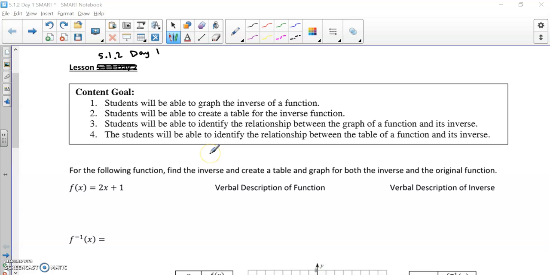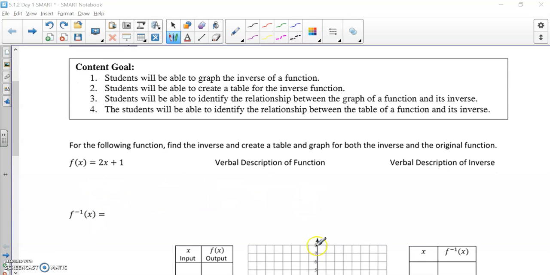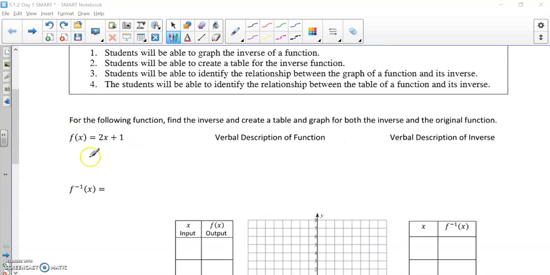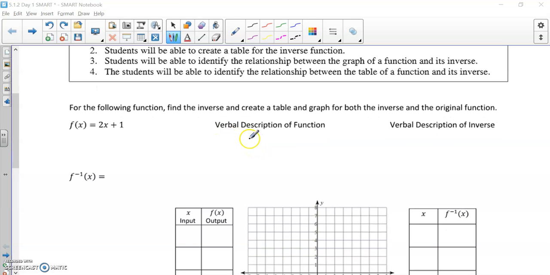So today we are going to build off of what we did last week, which was finding inverse functions from original equations. And we're going to talk about what the graphs and tables look like when we are comparing a regular function and its inverse. Okay. So here we have a random function, and we're going to do what we did last week, which was write the verbal description of it, write the verbal description of the inverse, which is the backward steps, and then use those instructions to write our inverse function.